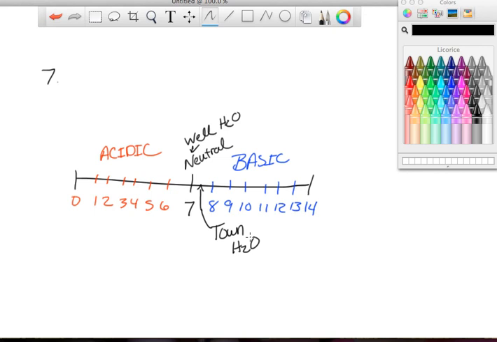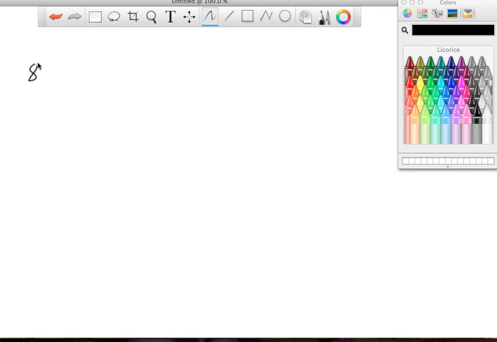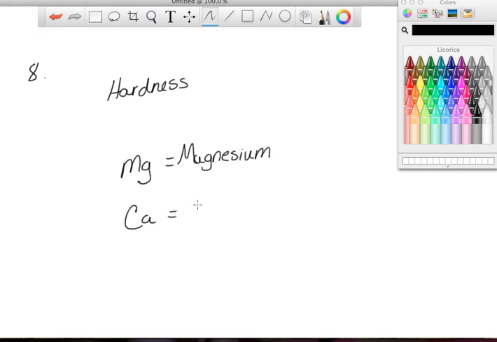Number 8 is hardness. And water actually can be hard or soft, as we learned in class. If it has a lot of calcium and magnesium in it, it's going to be considered hard water. And hard water does not sud very well. If you put soap, you're not going to get a lot of suds. So hardness of water is a measure of the magnesium and the calcium in it. And Mg and Ca are the symbols for the elements magnesium and calcium.